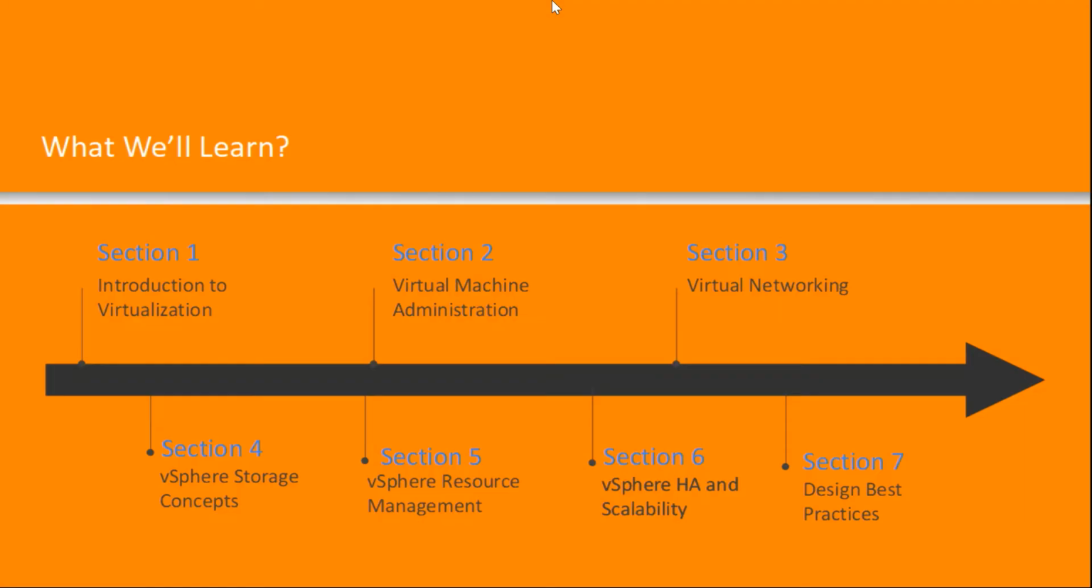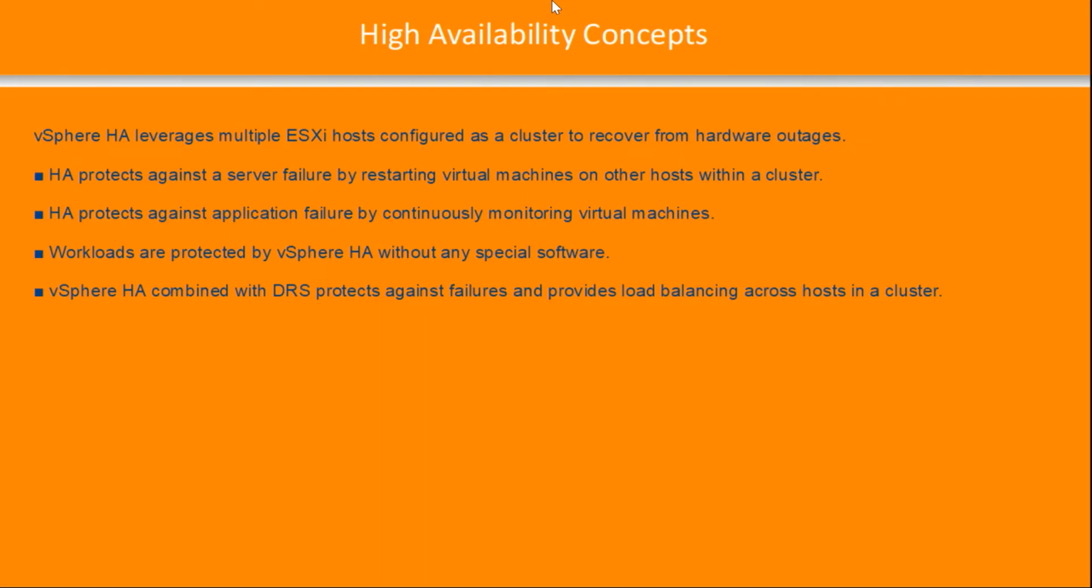In this video, we will review high availability from VMware. High availability is a reactive concept. VMware can leverage multiple ESXi hosts in a cluster to provide the ability to recover from hardware failures. HA can protect against a server failure by restarting virtual machines on other hosts within a cluster.